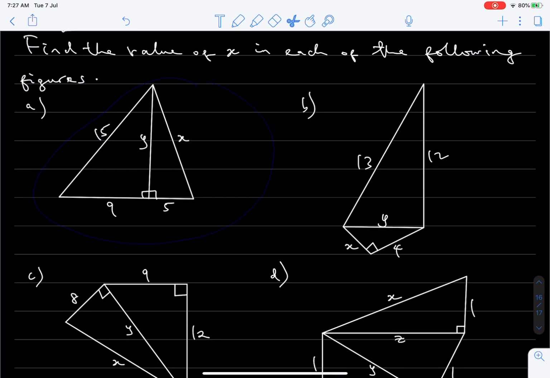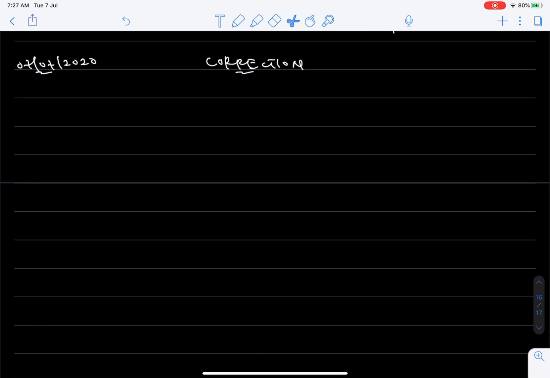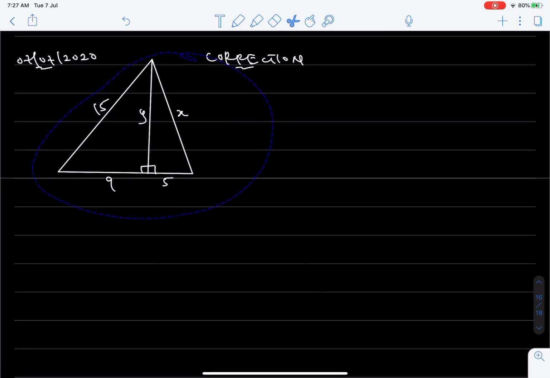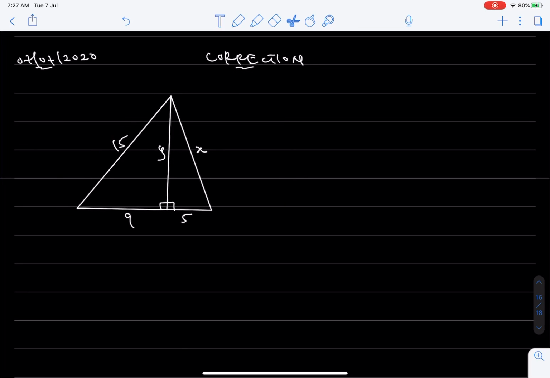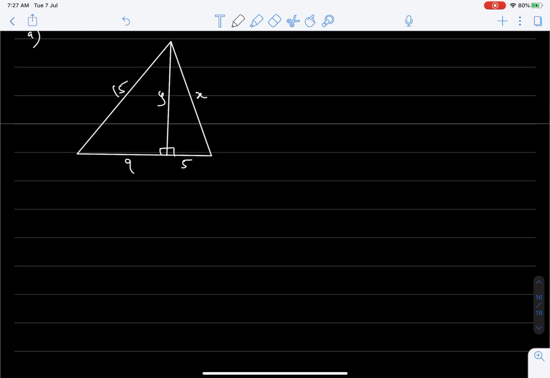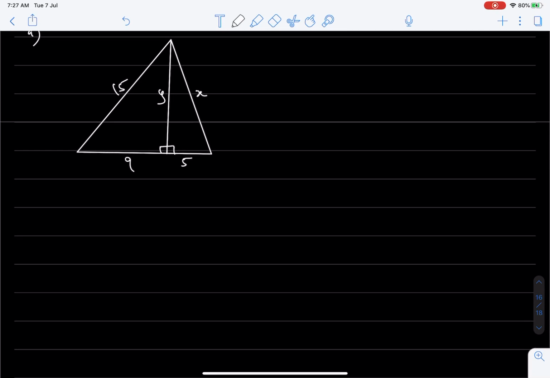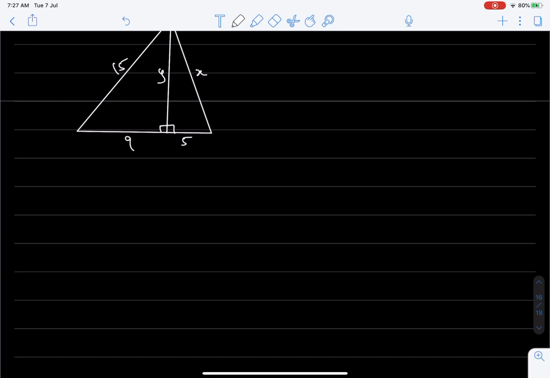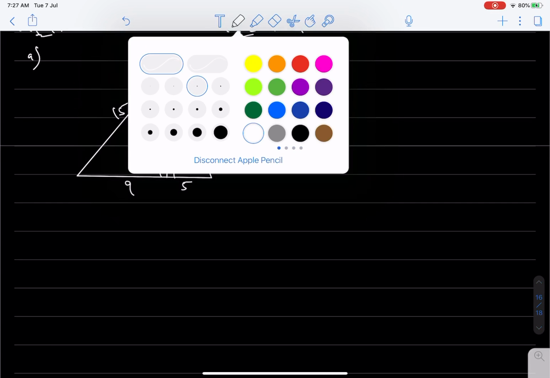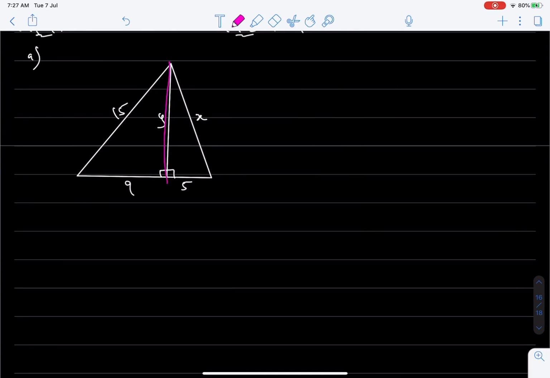Question A. And paste it here. The question actually says we should find the value of x in each of the diagrams. So here, you can look at this first triangle. In this right angle triangle, you can see that x is the hypotenuse and y and 5 are the other two sides.